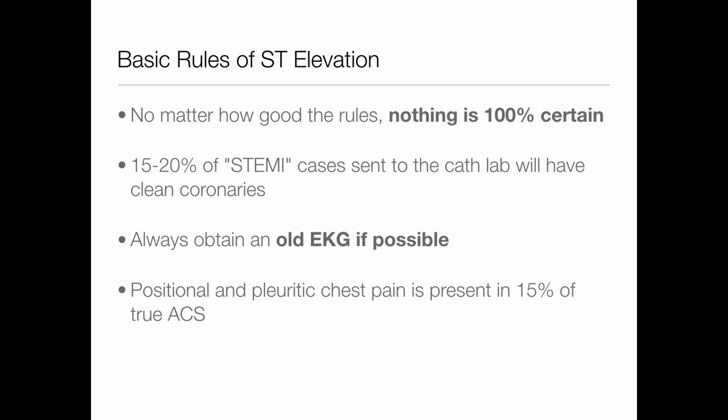And always obtain an old EKG if possible. If you can get a hold of an EKG from several months or a few years ago and compare it to what you've got today, that may be a really great clue as to what's causing the ST elevation. And just remember that people with real heart disease who really have an ischemia and infarction, 15% of them may come in with chest pain that is positional and pleuritic. So don't blame it on pericarditis and don't blame it on benign early repolarization unless you're certain of those diagnoses.